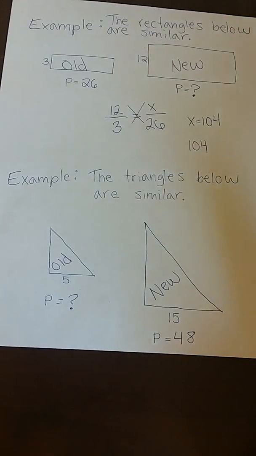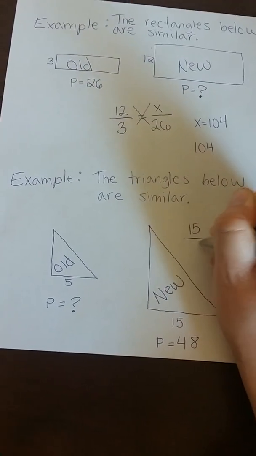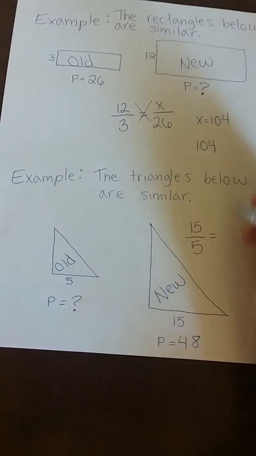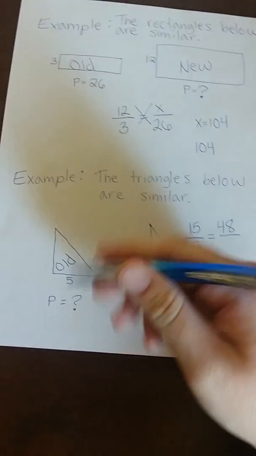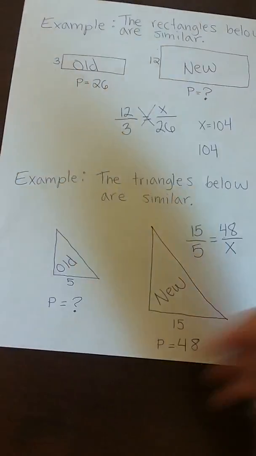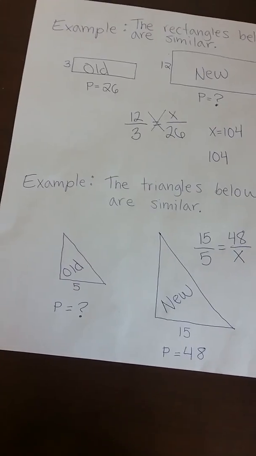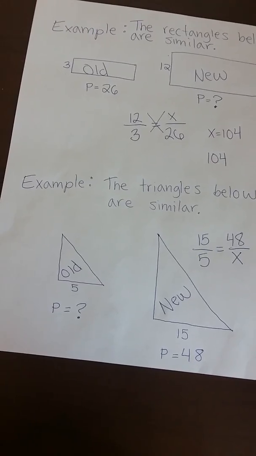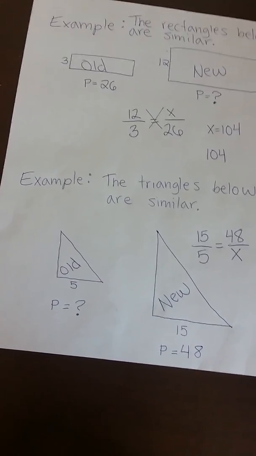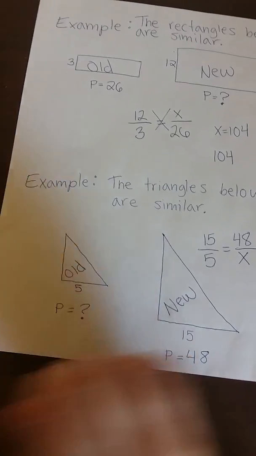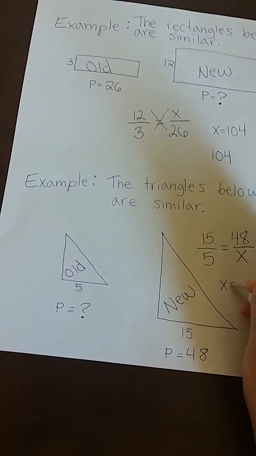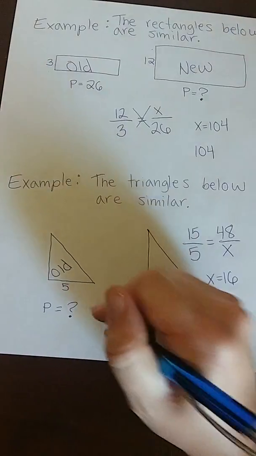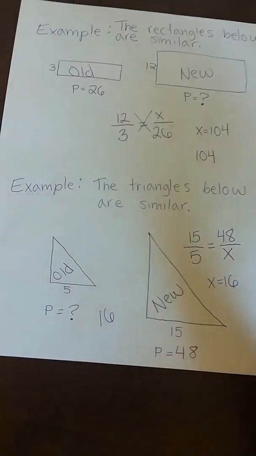So we have new over old. So I'm going to do 15 over 5, new over old, equals 48, because my bigger one is my new, over, I don't know my old, I'm making that x. And then we go ahead and cross multiply and solve this. And when you do that, you get 16. So x is 16. That means the perimeter of this smaller one is 16. On your homework, you would just write the number 16.